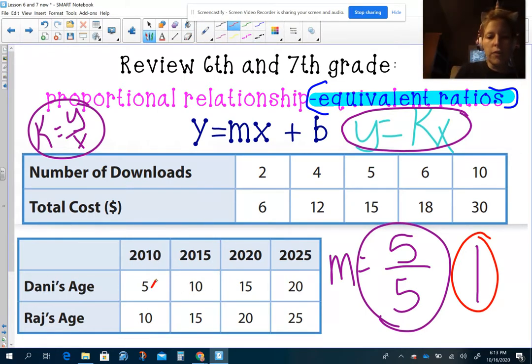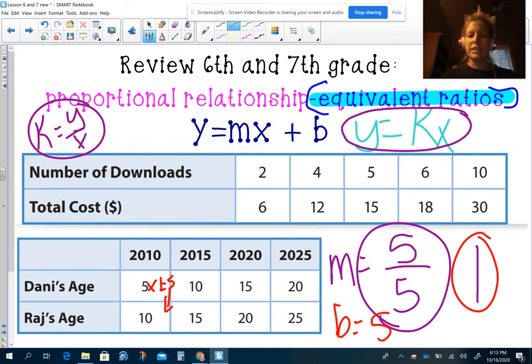I can say, well, 5 times 1 is 5. And then how do I get from a 5 to a 10? What do I add? I'm going to add 5. Let's see if that works for all of them. 10 times 1 is 10, plus 5 is 15. 15 times 1 is 15, plus 5 is 20. So that's another way of finding our initial value.